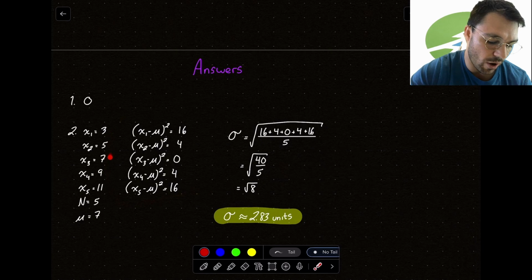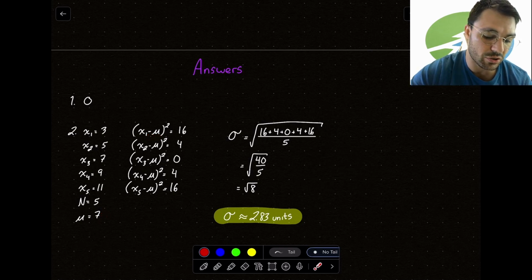So here are our x's. x of 1 is 3, x of 2 is 5, x of 3 is 7, x of 4 is 9, x of 5 is 11. We have 5 observations, so n equals 5. If we take the mean of 3, 5, 7, 9, 11, we get 7.